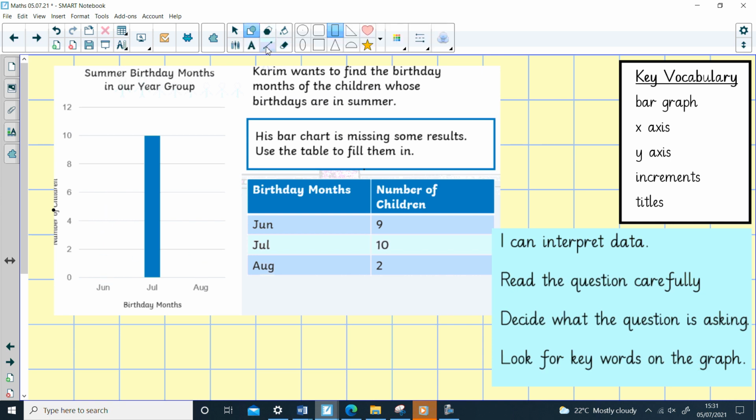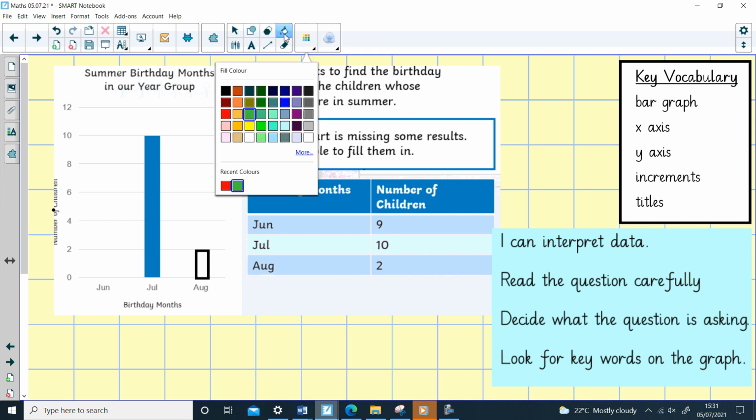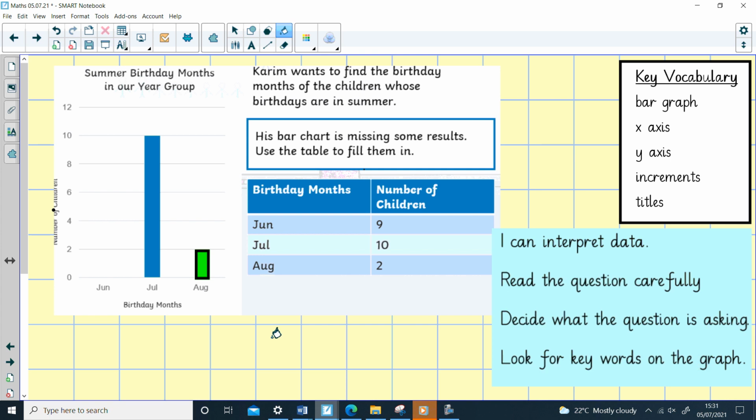So if we have a look at the scale, because it's counting in 2s, I think that the easiest one here to fill in is my August, because I know that I just need to draw a bar that is level with the number 2 to show that 2 children were born in August.